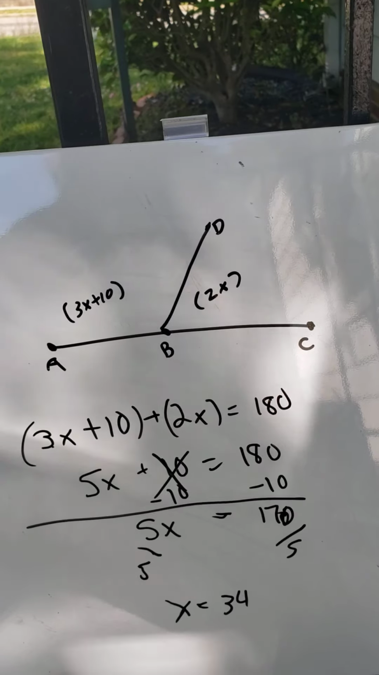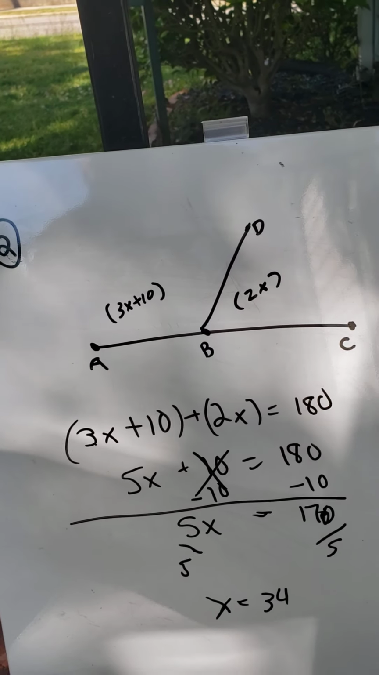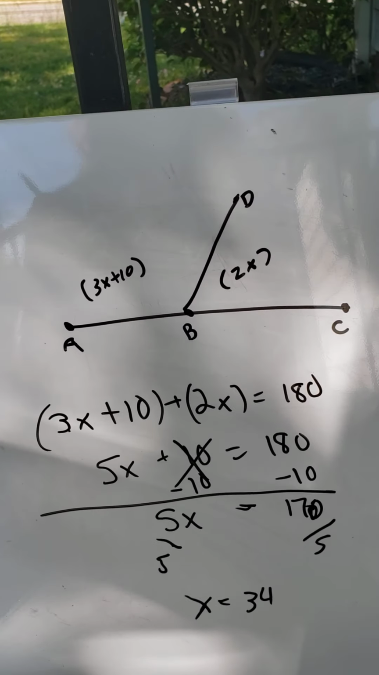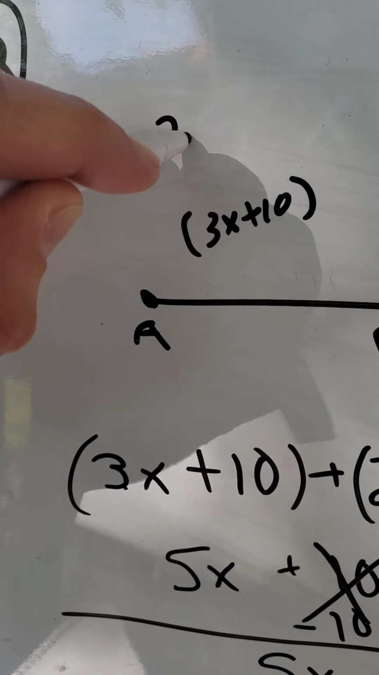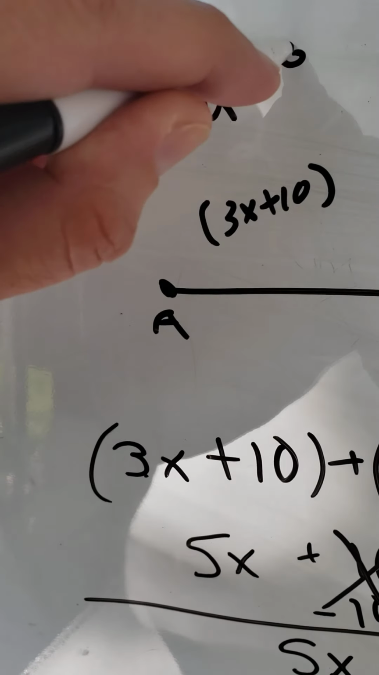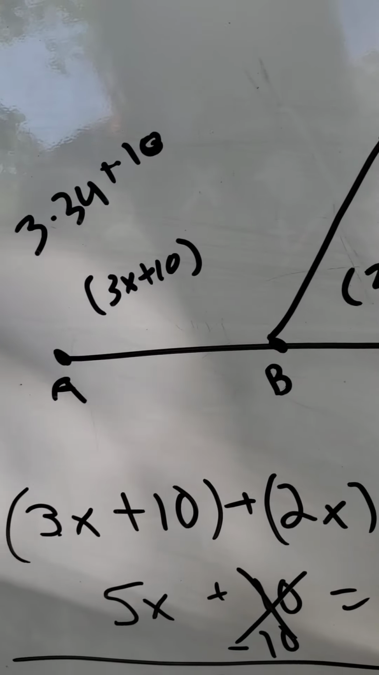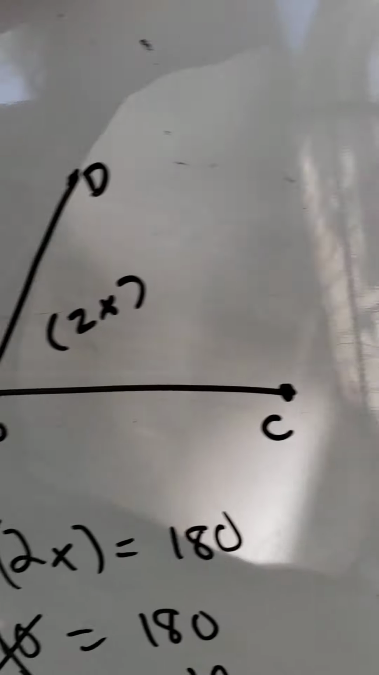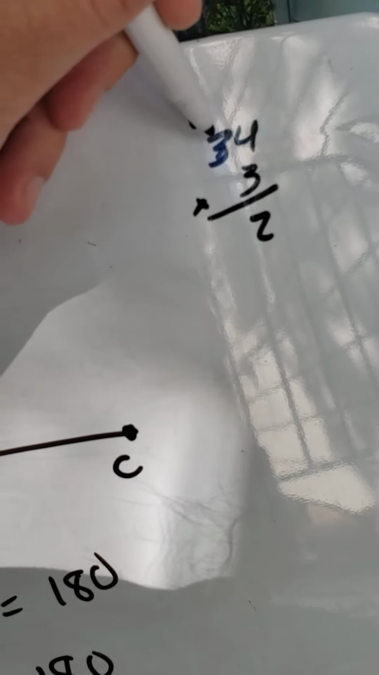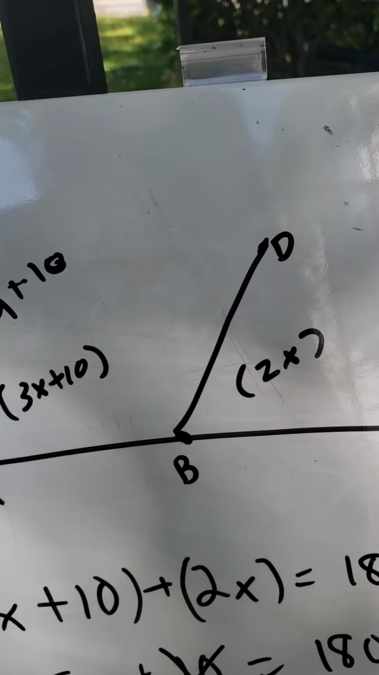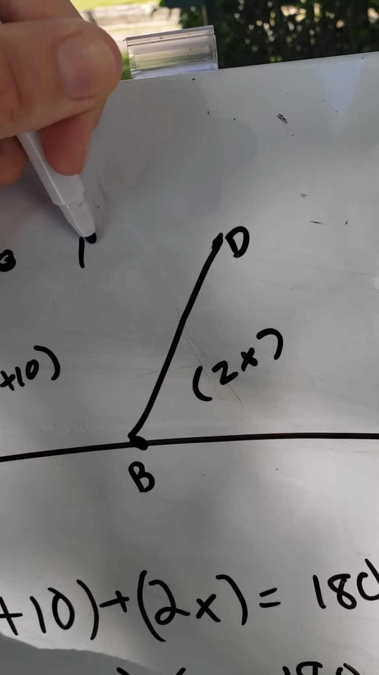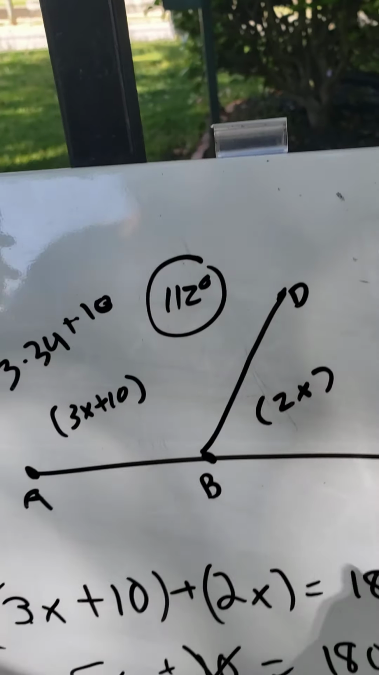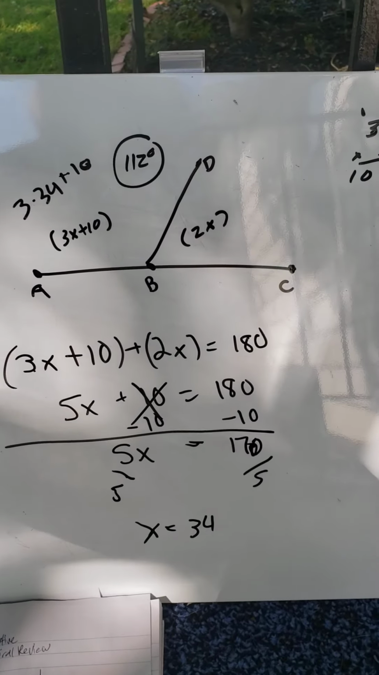So if I plug that in, then it's going to tell me what the actual angle measure is. So if x is equal to 34, and I have 3 times 34 plus 10, now I can figure out what that angle measure is. So first we do 3 times 34. 4 times 3 is 12. Carry the 1. 9 plus 1. That's 102. And then we have to add 10, which is 112. That's how you get 112 degrees for the angle.